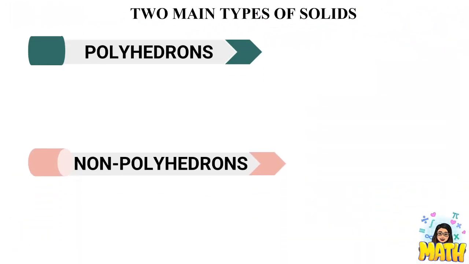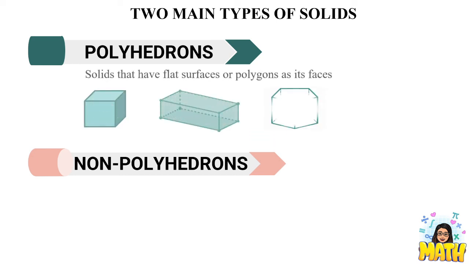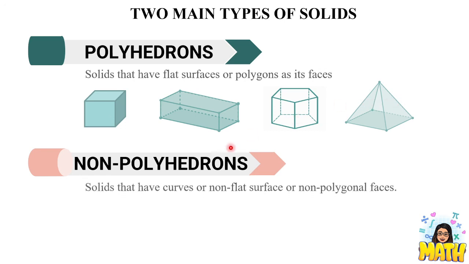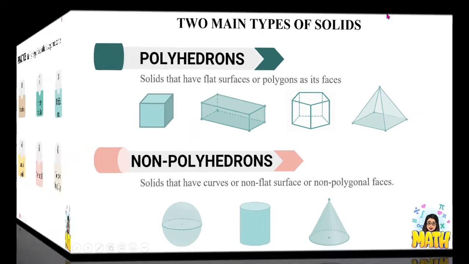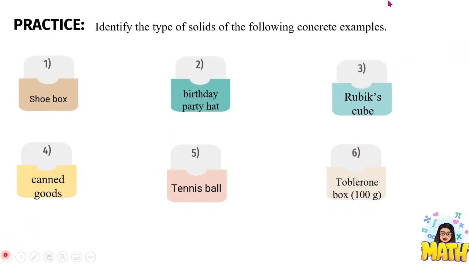Alright, I hope clear tayo sa difference ng polyhedrons and non-polyhedrons. Kapag sinabing polyhedrons, ang mga faces nito ay flat surfaces or polygons. We have cube, prisms, and pyramids. While for non-polyhedrons, ito naman yung mga solid kung saan meron itong mga curves or non-flat surface, just like sphere, cylinder, and cone. Now let's have a practice.